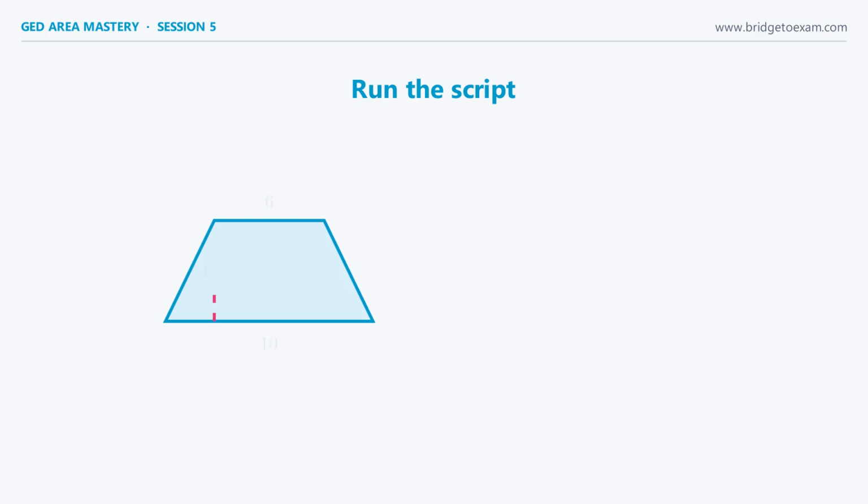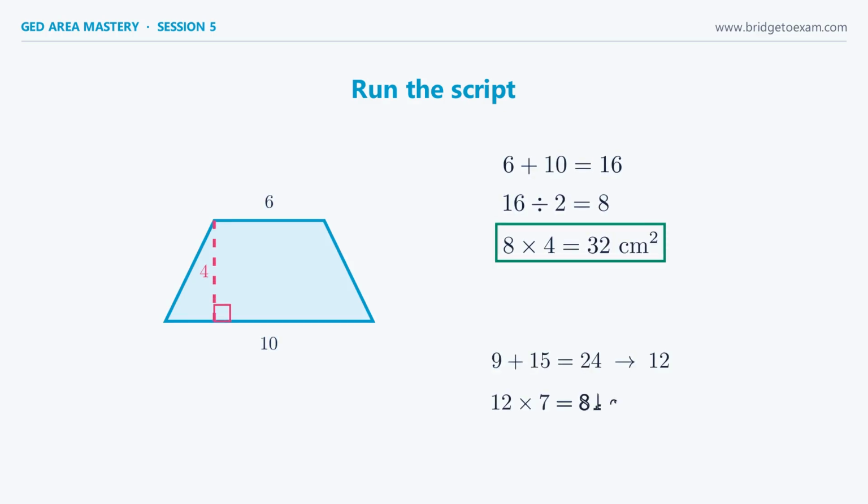Let's run it. Parallel sides 6 and 10, height 4. 6 plus 10 is 16. Half of 16 is 8, the average base. 8 times 4 is 32 square centimeters. Another, bases 9 and 15, height 7. 9 plus 15 is 24, half is 12. 12 times 7 is 84.